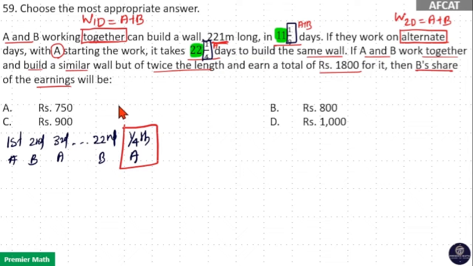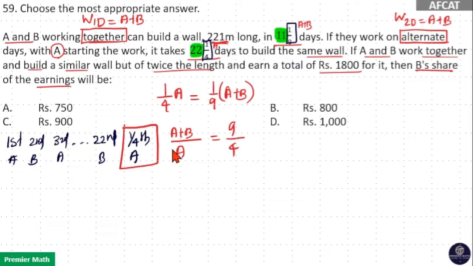So, equalize the work. That is, work completed by A in 1 by 4th day is equal to work completed by A plus B in 1 by 9th day. Then, A plus B divided by A is equal to 9 by 4. Now you can see A's efficiency is 4 units, A plus B efficiency is 9 units. That means if A is 4, B is 5. So B's efficiency is 5, which means B has more efficiency.